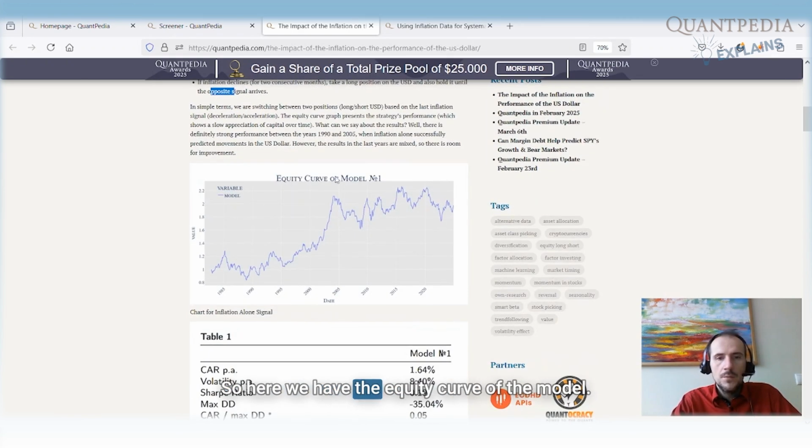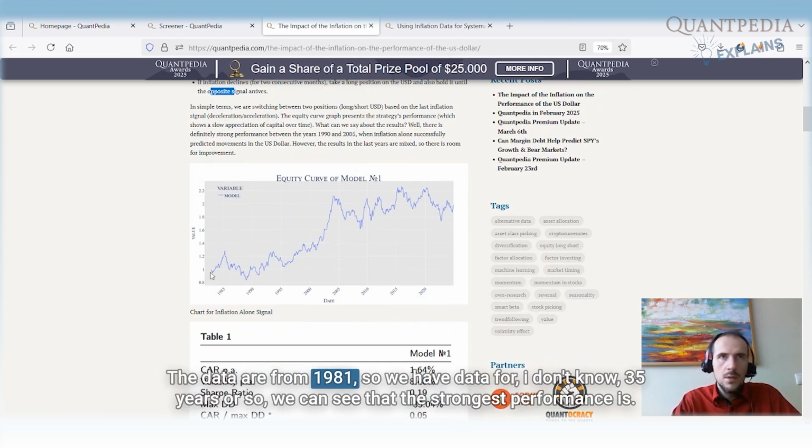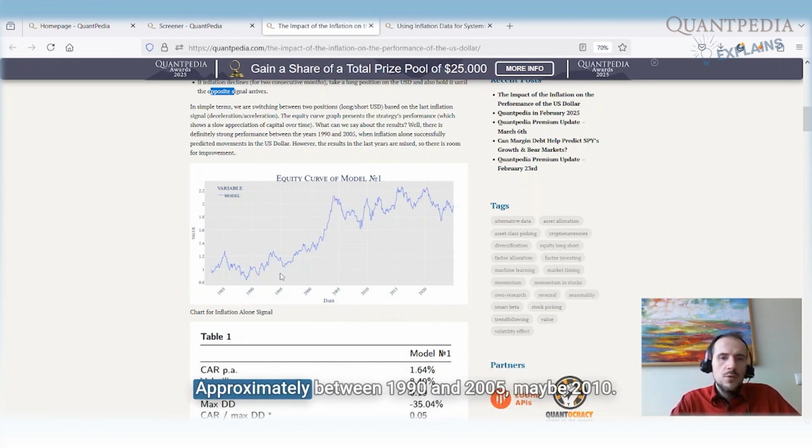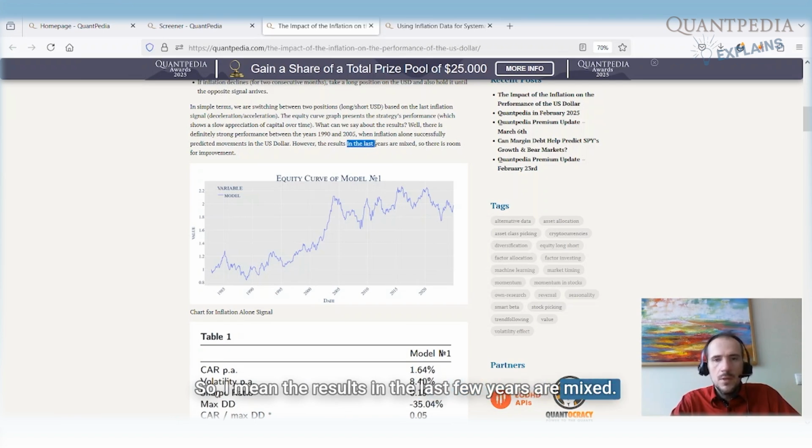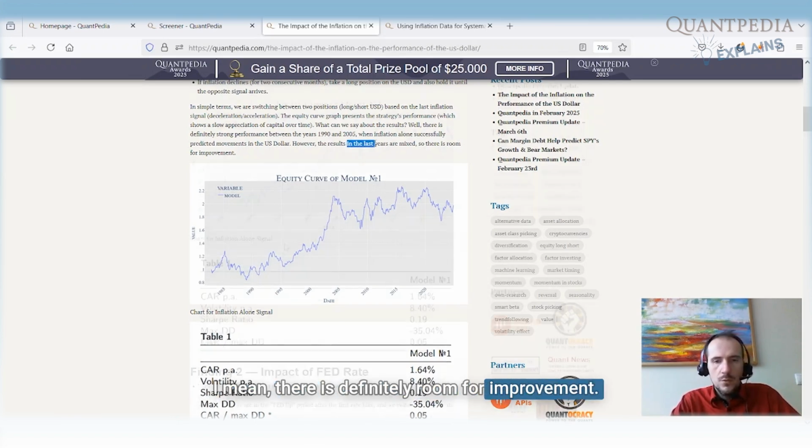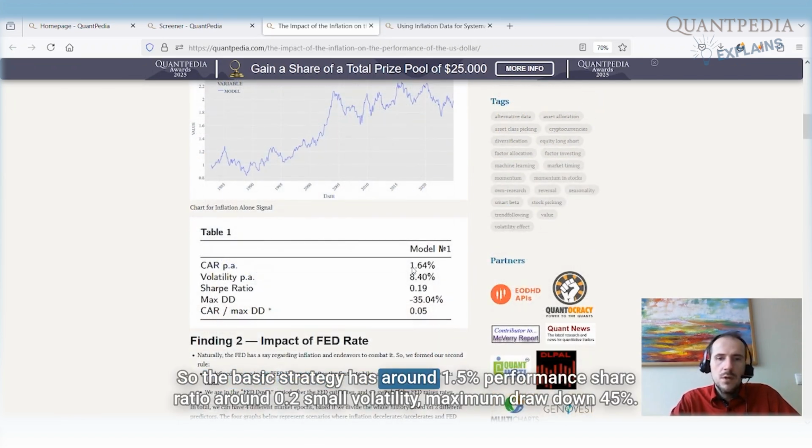So here we have the equity curve of the model. This is our benchmark model. The data are from 1981, so we have data for 35 years or so. We can see that the strongest performance is approximately between 1990 and 2005, maybe 2010. The results in the last few years are mixed. There is definitely room for improvement. The basic strategy has around 1.5% performance, Sharpe ratio around 0.2, small volatility, maximum drawdown 35%.